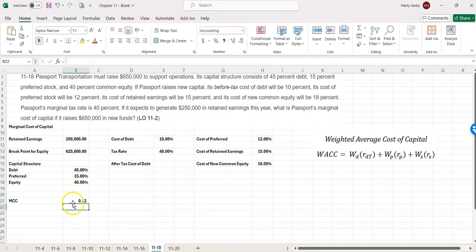So 0.12, let's format that as a percent. So 11.7% is the marginal cost of capital because the company had to issue new common equity to complete the project.